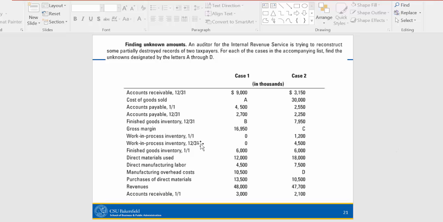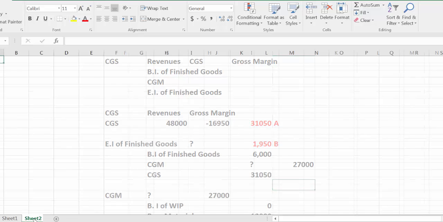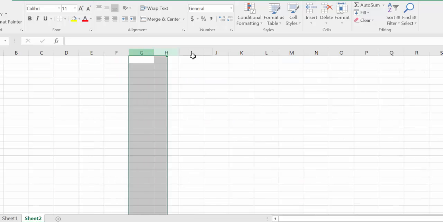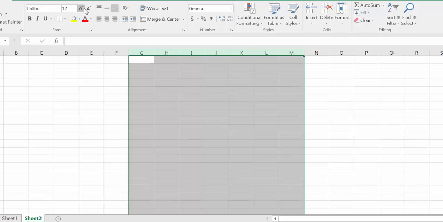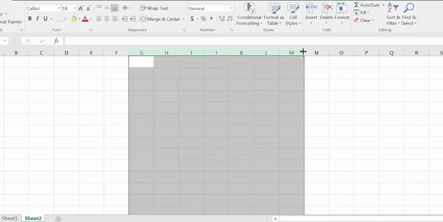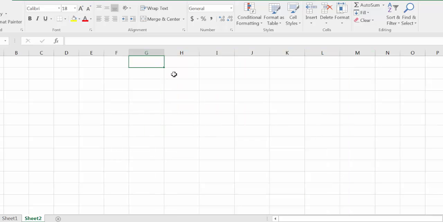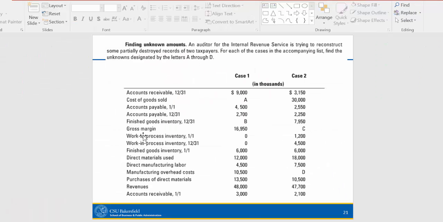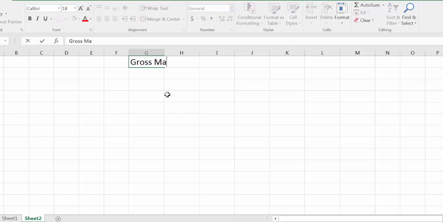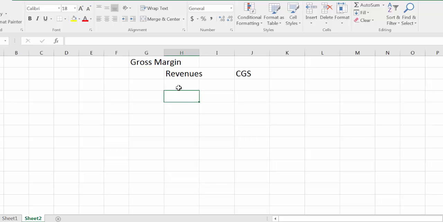Now let's look at C, gross margin. I'm going to open the Excel worksheet again, a different one, sheet 2 here. Let me make it a little bit bigger so you can see that easily. We are going to find C, gross margin. Gross margin is basically the result of revenues minus CGS. That's in your income statement.